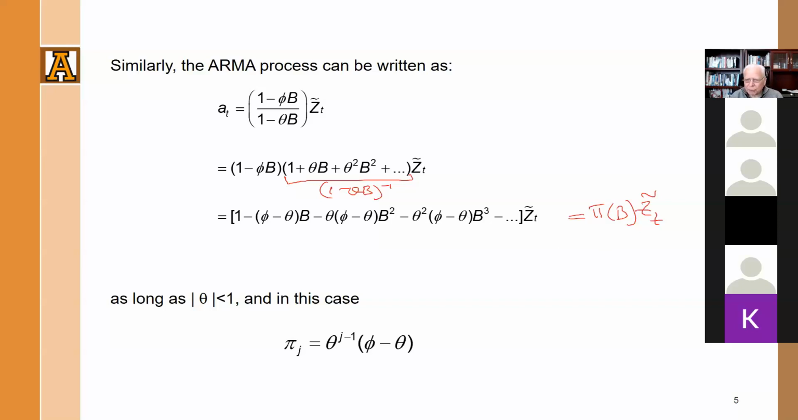So that's the case for ARMA(1,1). If it's stationary and invertible, I have both representations: an infinite linear combination of the Z_t's for the white noise, or an infinite linear combination of the A_t's for our series Z tilde.